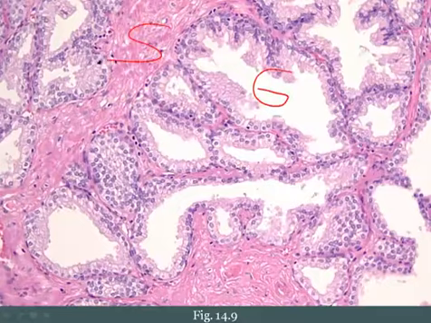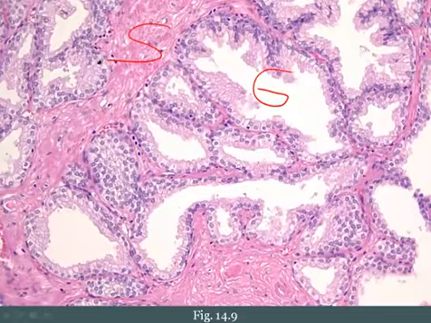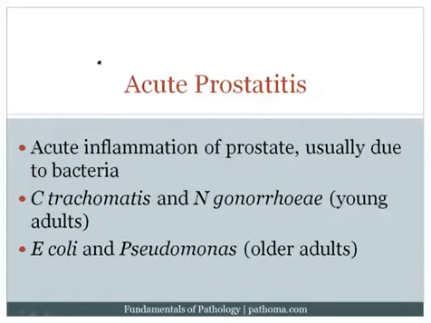The glands of the prostate actually contain two layers. There's an inner luminal layer and an outer basal cell layer. And overall, both the glands and the stroma are maintained by androgens. The first disorder is acute prostatitis. This is acute inflammation of the prostate, usually due to bacteria.